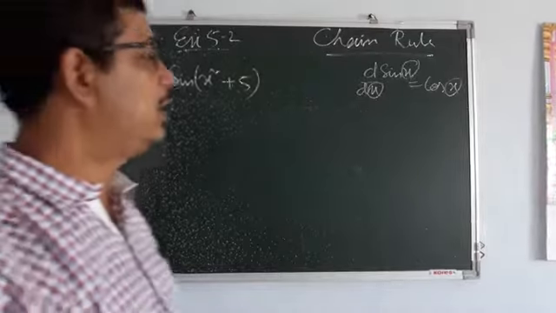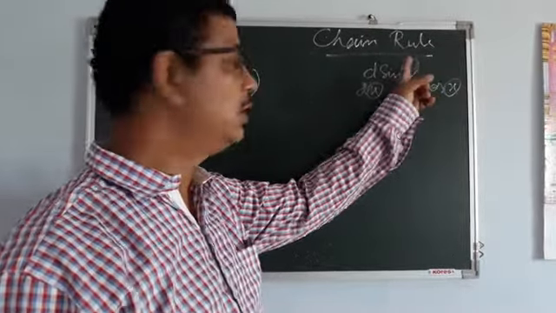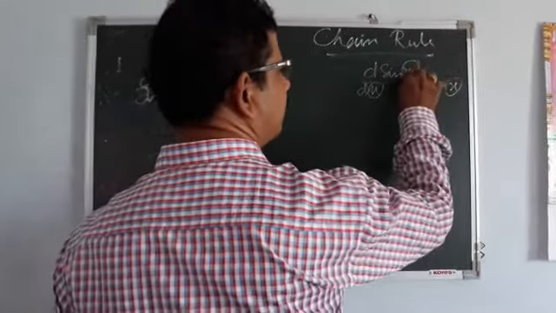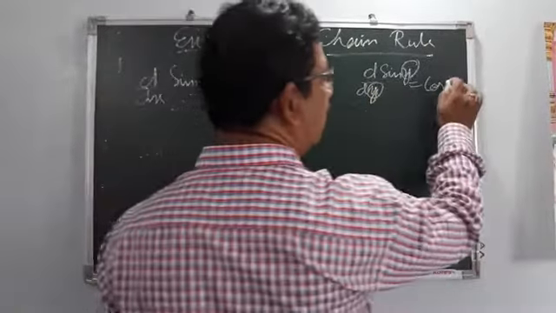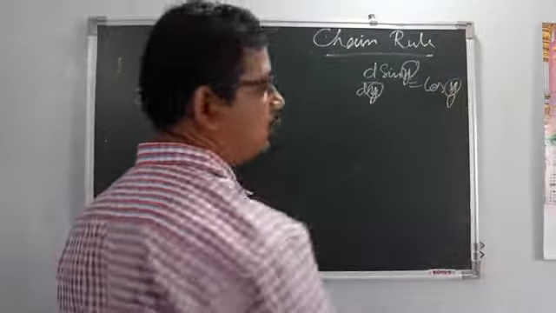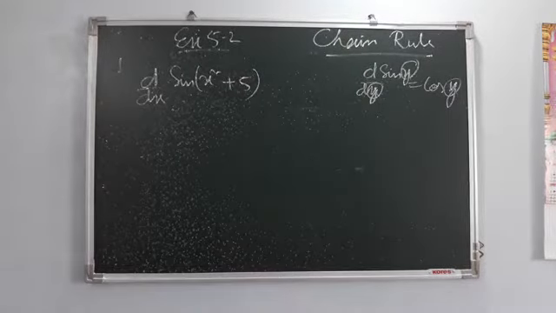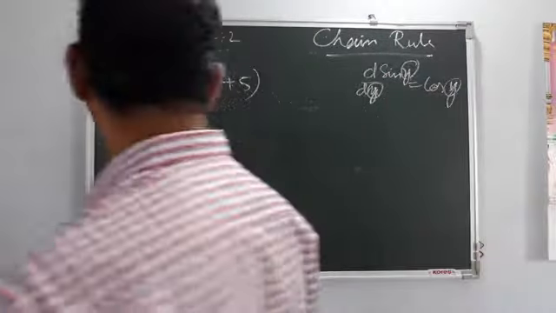In the chain rule you have to remember that whatever we write in the formula, obviously we have to write the same here. Suppose it is y, then it should be y, and our value will come with y. If in place of y it is u, then you have to write u. That you have to remember.